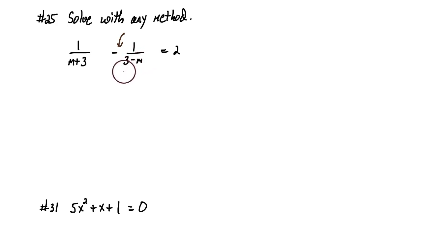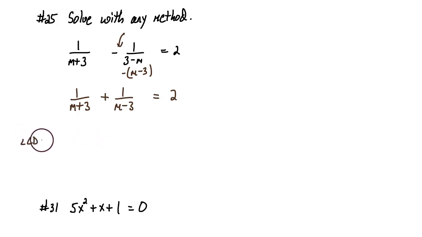This 3 minus m will factor as negative times m minus 3. And that negative sign can be multiplied to that negative sign, making a plus sign. So this rewrites as 1 over m plus 3 plus 1 over m minus 3. And that's equal to 2. This will make multiplying by the LCD easier. First, let's find the LCD. It will have m plus 3 and m minus 3 in it.